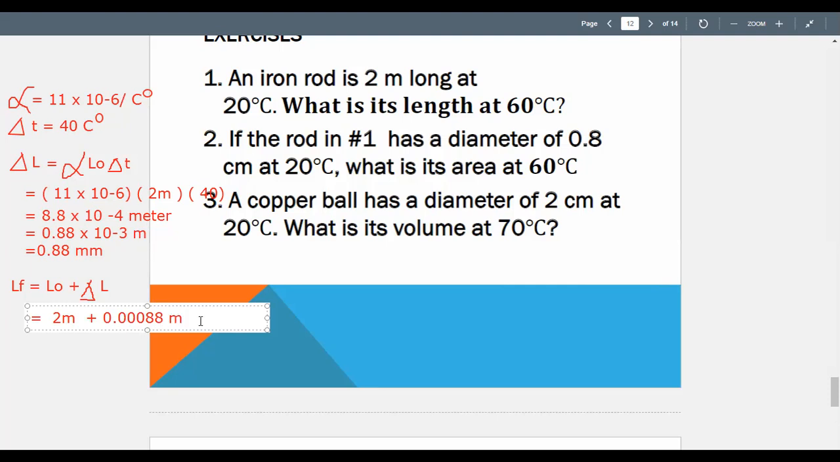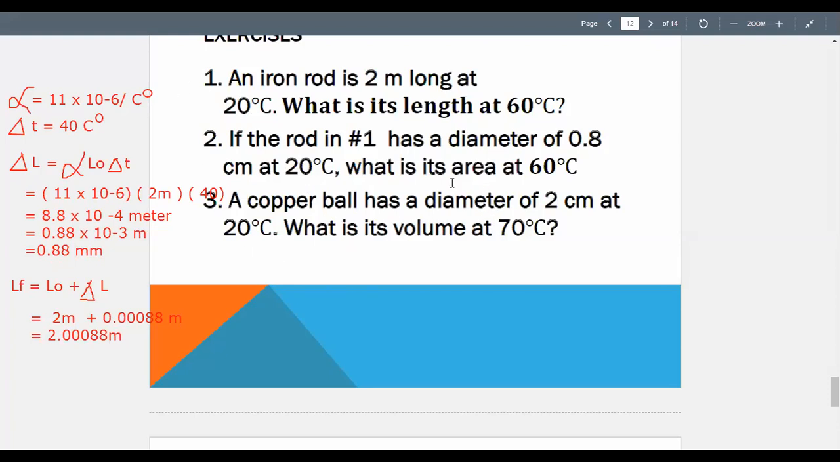So therefore, our final answer, this is the final length. The added length is very small. So the object actually changes length by only this much. It's not so large, but eventually the object expands. So this is merely a proof that when objects are subjected to heat, it can change its dimension. Now in number 2, guys, we need to find the area.